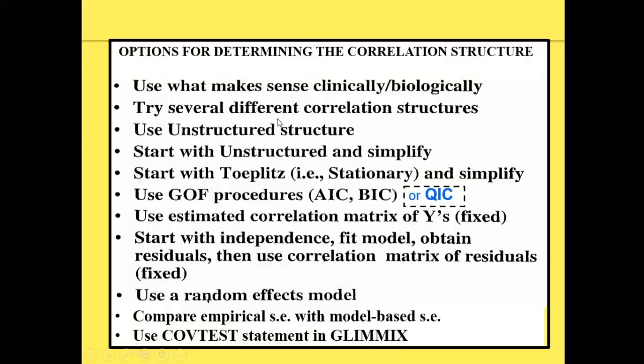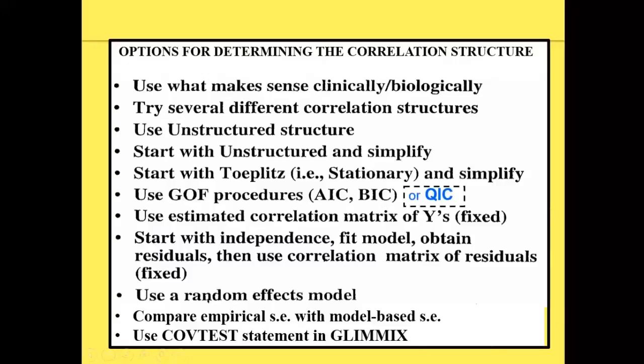Another choice for the correlation structure, which could ignore all these other choices if you want to, is to just use the goodness of fit statistics. Fit a bunch of different models, look at whichever AIC, BIC or QIC statistic you want, list them and make your decision. Well, we know that's flawed by the fact that the lowest one might not make any sense. It might be something you want to do in conjunction with the other ones. So there's a list of things here.